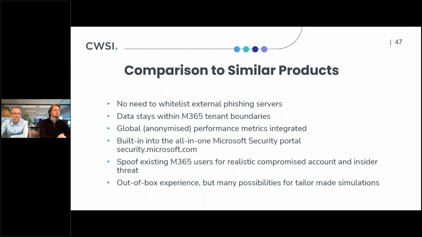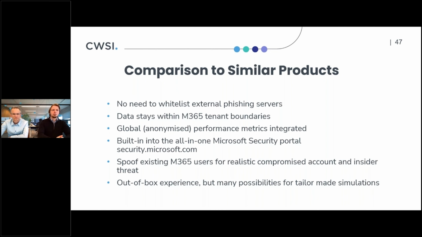And again, the data stays within your tenant, so you don't have to open up your environment to an external party and to make sure that phishing emails are delivered. All the data stays within the tenant boundaries. You have access to global anonymized performance metrics that are integrated with the solution, and that's something that definitely not all of the other solutions have. And it's all built into the same security portal, security.microsoft.com, where all the security solutions of Microsoft reside now. So you have one pane of glass for every security solution, and it's not just a new place where you need to log in.